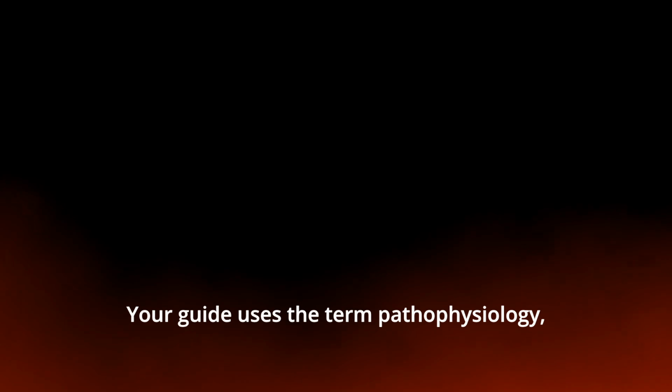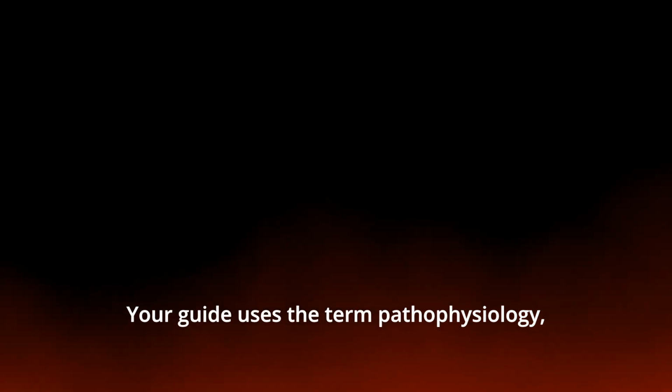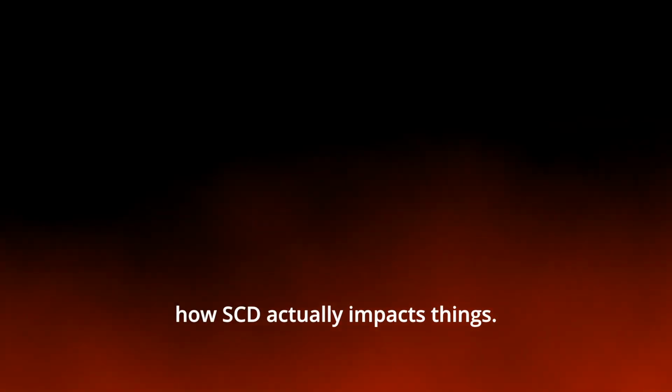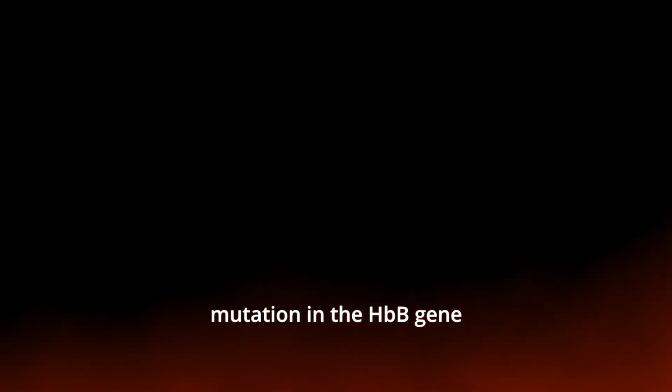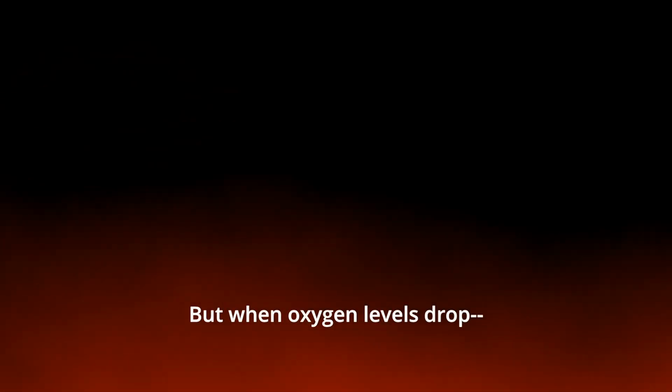Okay, so we've got the genetic factors down, but what's actually happening within the body? Your guide uses the term pathophysiology, how SCD actually impacts things. Can you walk us through that? Of course. We talked about how the mutation in the HBB gene causes the production of this weird hemoglobin, the HbS. When oxygen levels are normal, it behaves itself. But when oxygen levels drop... Those clunky ships we talked about earlier start causing trouble.